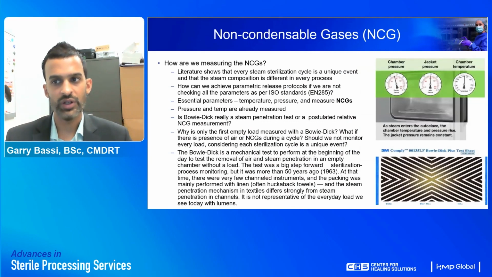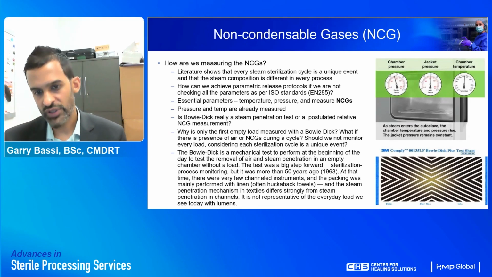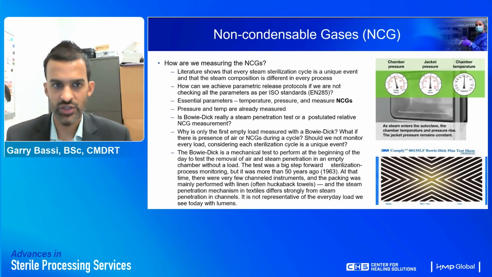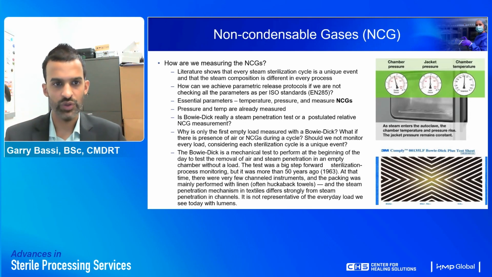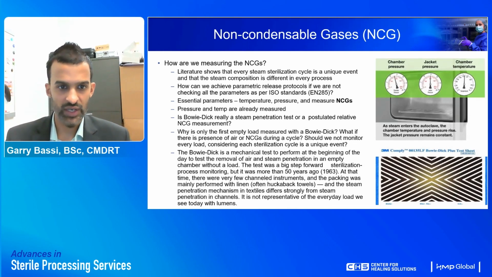And now let's talk about non-condensable gases. We've talked about parameters and all the other things that we need to measure and constantly monitor, but how are we measuring non-condensable gases in steam sterilization? The literature shows that every steam sterilization cycle is a unique event and that the steam composition is different in every process. How can we achieve parametric release protocols if we are not checking all the parameters as per the ISO standards? Essential parameters we know are temperature, pressure, and measuring non-condensable gases.